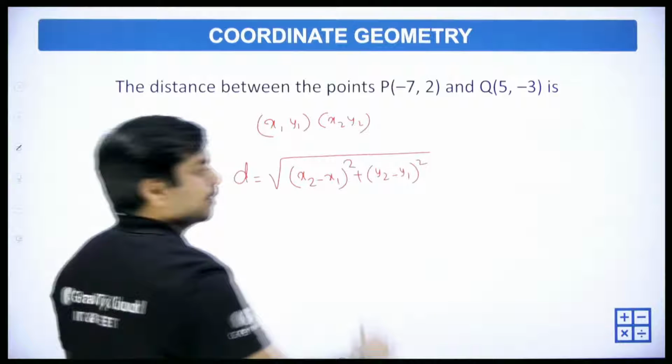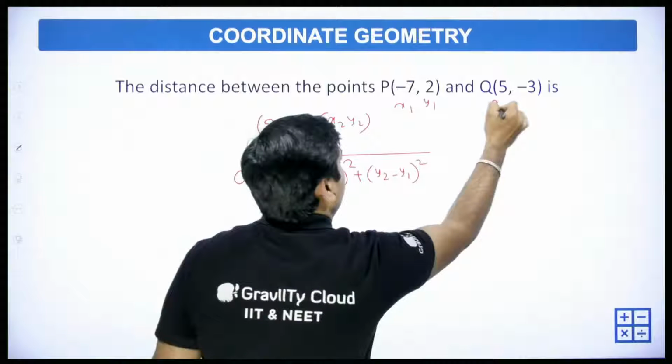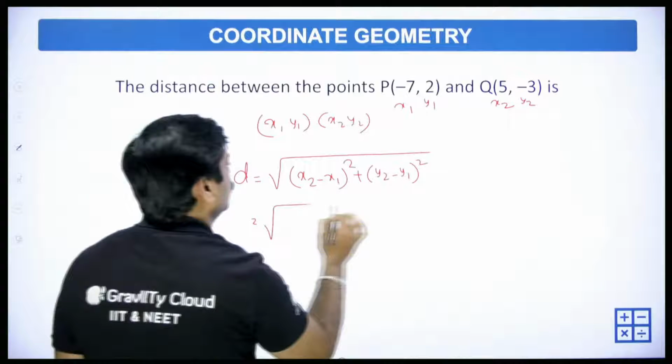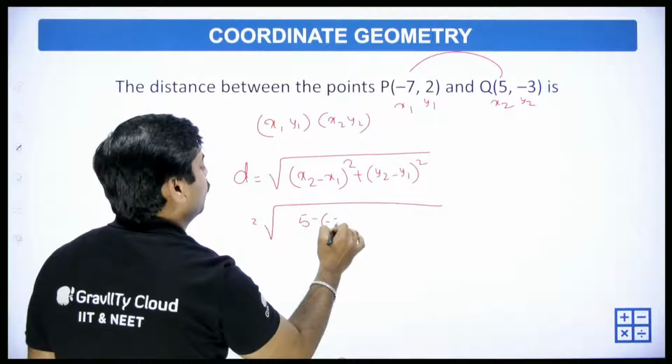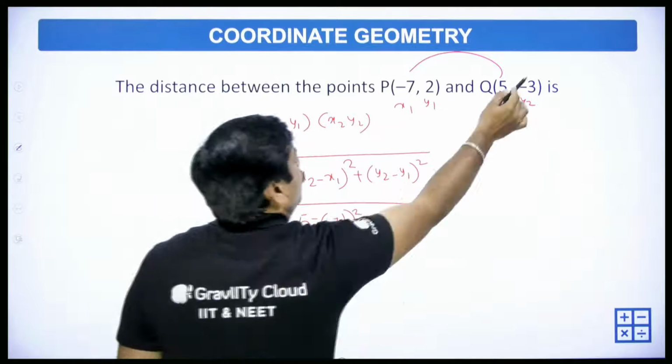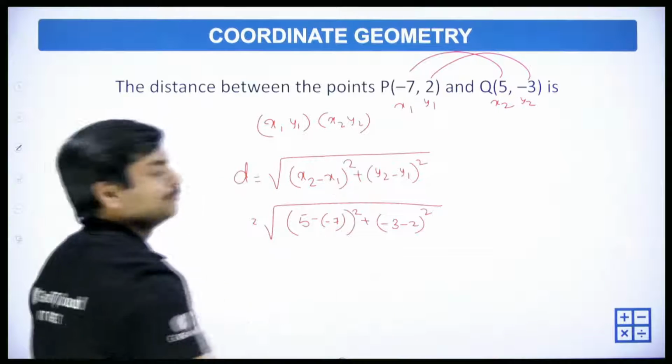Distance is the square root of (x2 minus x1) whole square plus (y2 minus y1) whole square. This is x1, y1 and this is x2, y2. That will give you root over x2 minus x1, which is 5 minus of minus 7, whole square, plus y2 minus y1, which is minus 3 minus 2, whole square.